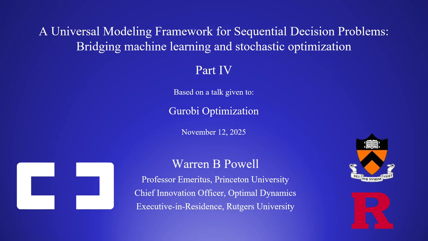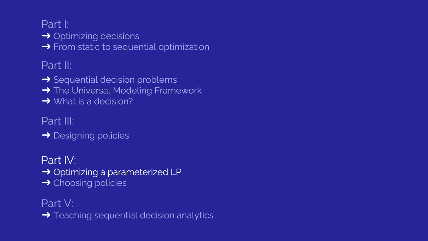Welcome back. This is part 4 of a universal modeling framework for sequential decision problems, bridging machine learning and stochastic optimization. In part 4, I'm going to start off by talking about how to optimize a parameterized linear program.